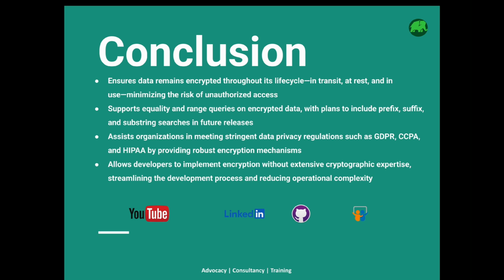Queryable encryption ensures data remains encrypted throughout its life cycle, in transit, at rest, and in use, minimizing the risk of unauthorized access. It also supports equality and range queries on encrypted data, with plans to include prefix, suffix, and substring searches in future releases. Queryable encryption assists organizations in meeting stringent data privacy regulations such as GDPR, CCPA, and HIPAA by providing robust encryption mechanisms. Lastly, it allows developers to implement encryption without extensive cryptographic expertise, streamlining the development process and reducing operational complexity.